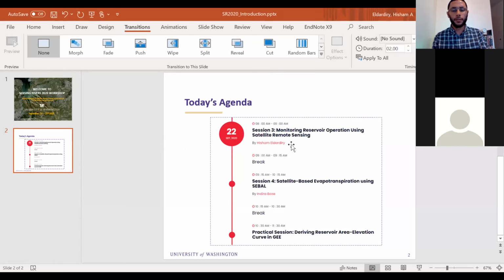And then the second presentation session today will be on using satellite to estimate evapotranspiration using a method called CBAL. This talk will be given by Indira, and then we will have another 15 minute break, and then the practical session for the second exercise on Google Earth Engine. I shared this exercise yesterday, so I'm not sure if you got any chance to look at it or not, but we'll discuss more about the practical session when we come to it later.